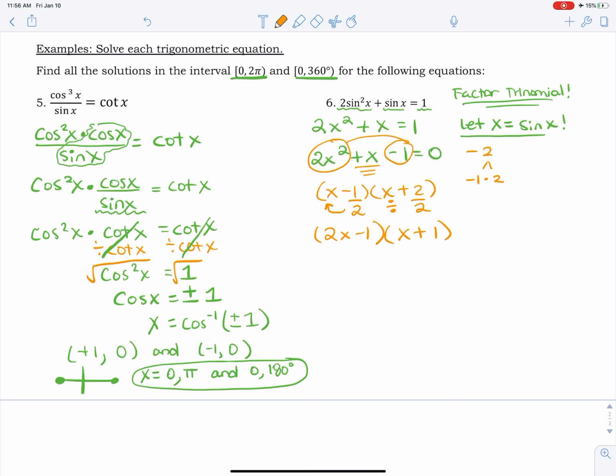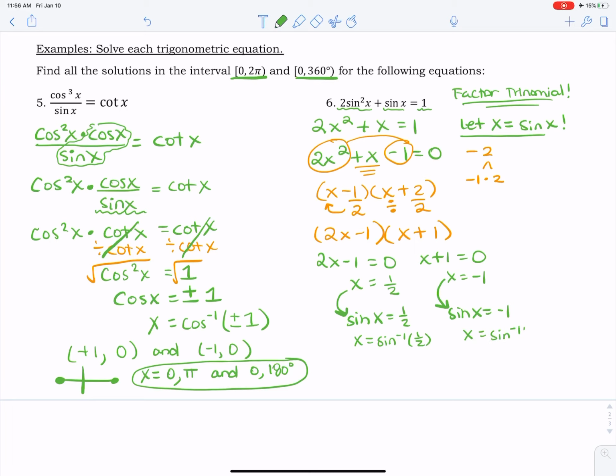And then you set each term equal to 0. 2x minus 1 equals 0, just like with factoring. x plus 1 equals 0. So over here, x equals 1/2. Over here, x equals negative 1. And now that we have this single x, we're going to take it back to the trig function. Sine of x equals 1/2, and sine of x equals -1. And so you're essentially going to solve for x yet again. So x is sine inverse of 1/2, and x is sine inverse of -1.